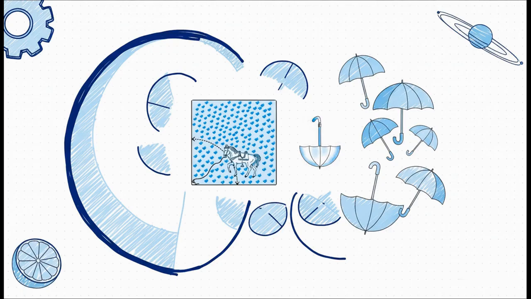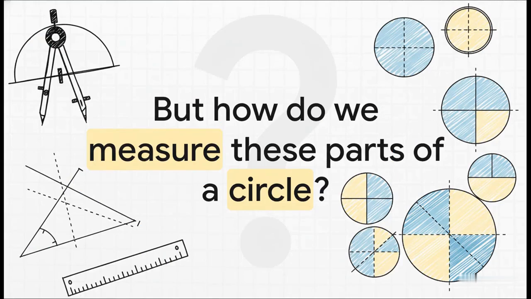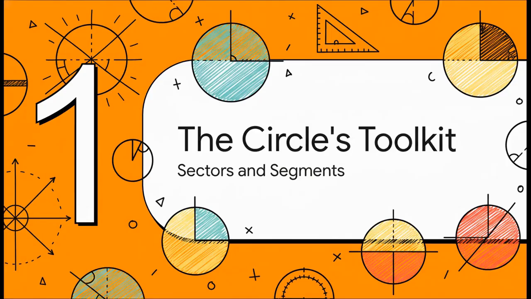They're just fundamental shapes in both nature and how we design things. So how do we actually measure these pieces? We can't just eyeball it, right? To answer that, we need to learn the language of circles. We need a geometric toolkit, basically, that lets us describe and calculate these shapes with some real precision. Okay, so let's get into it.